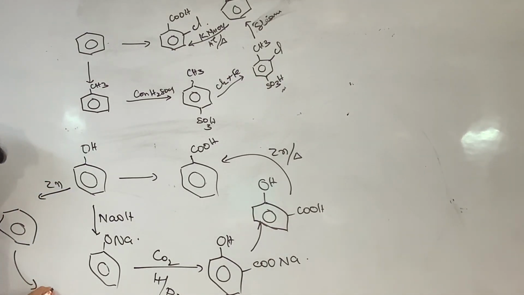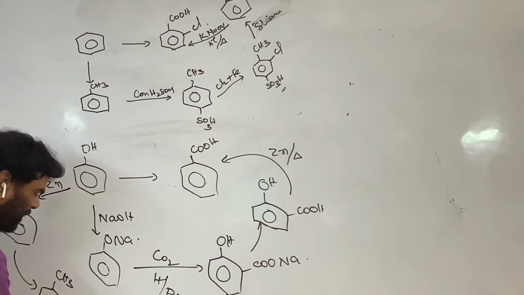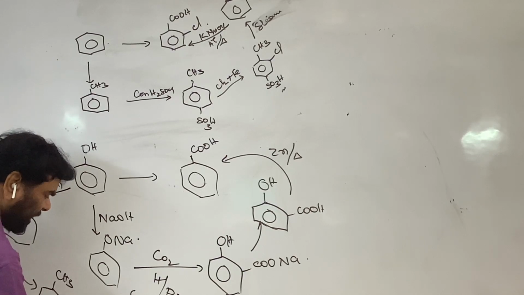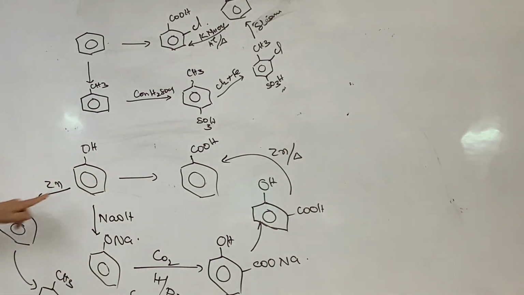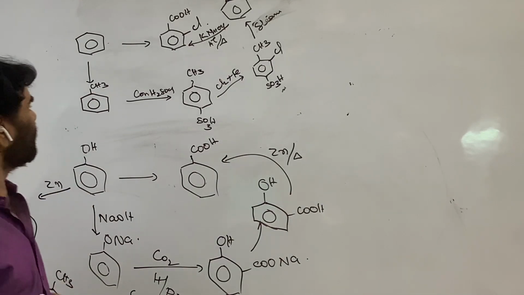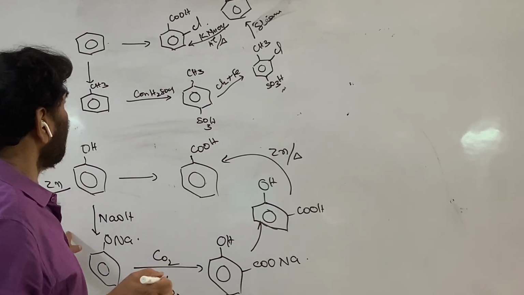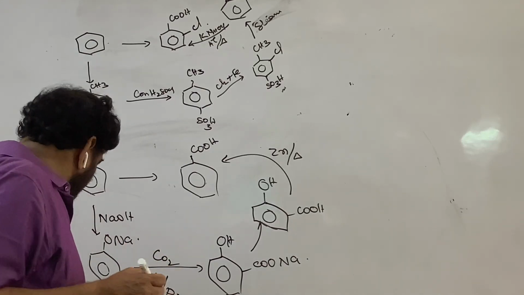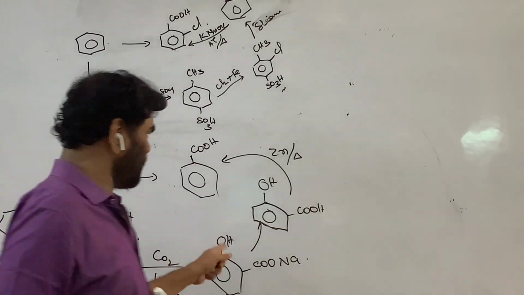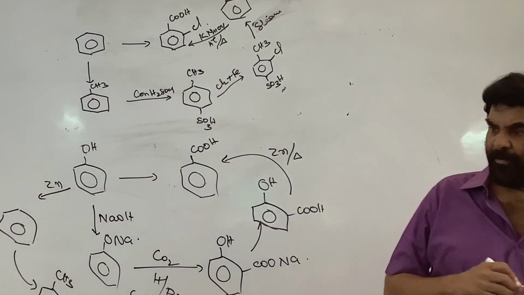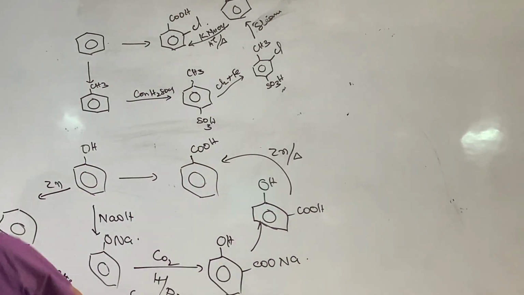Benzene to toluene to benzoic acid. You know the reagents, but I need not write them. Phenol, zinc dust distillation, benzene, methylation. This is the alternative route, but this is the best route. We know this route: preparation from phenol to salicylic acid.